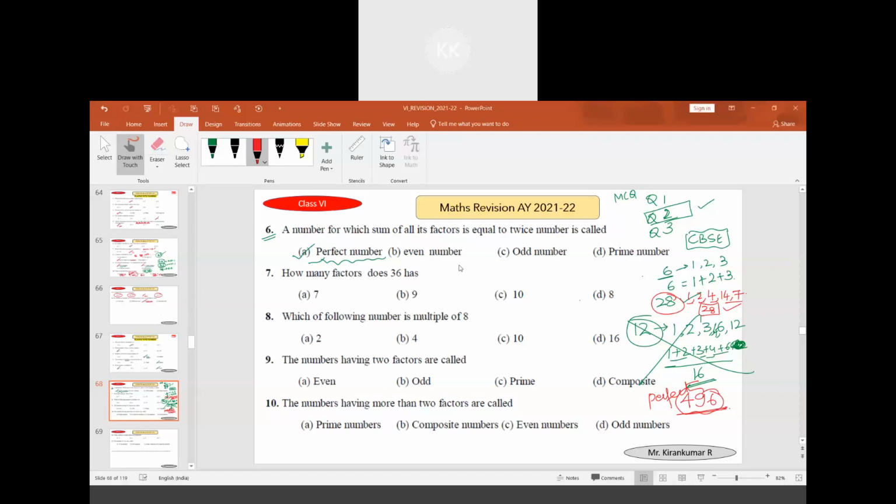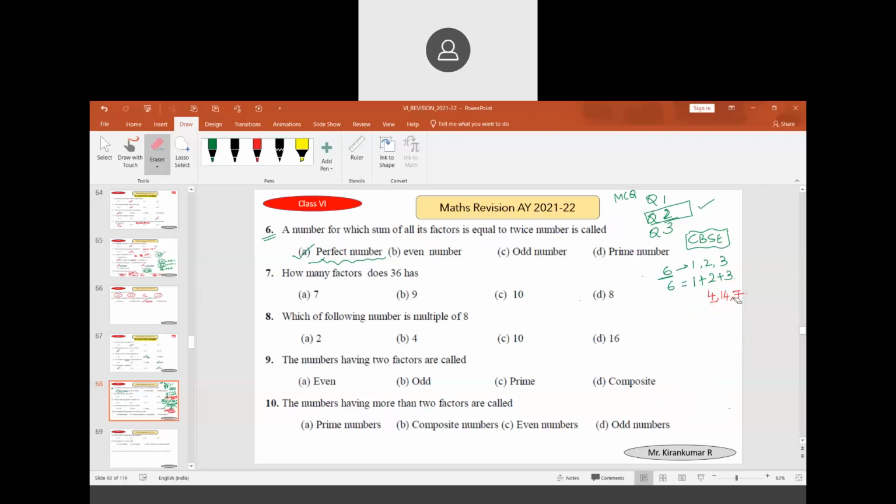Now I unmuted you. Any doubt? Sir, I have a doubt, sir. Yes, what is the doubt? Sir, how can we quickly find whether a number is a perfect number? There is no method for checking whether it is a perfect number or not. Okay, sir, there is no shortcut method. Thank you, sir.